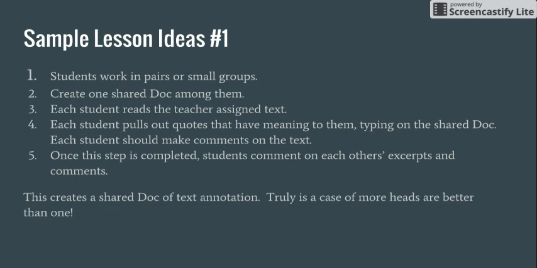Then have each student pull out quotes that have meaning to them. So you know how you want students to annotate some sort of piece of literature. I will leave that piece up to you. But have them pull out quotes in the manner that you want them to and for the reasons that you want them to. Have them type it on the doc on one side of the paper. On the other side of the page, have each student make comments about what they thought was interesting, why they chose that quote. Once this step is completed, have the students comment on one another's excerpts, their quotes, and their comments.